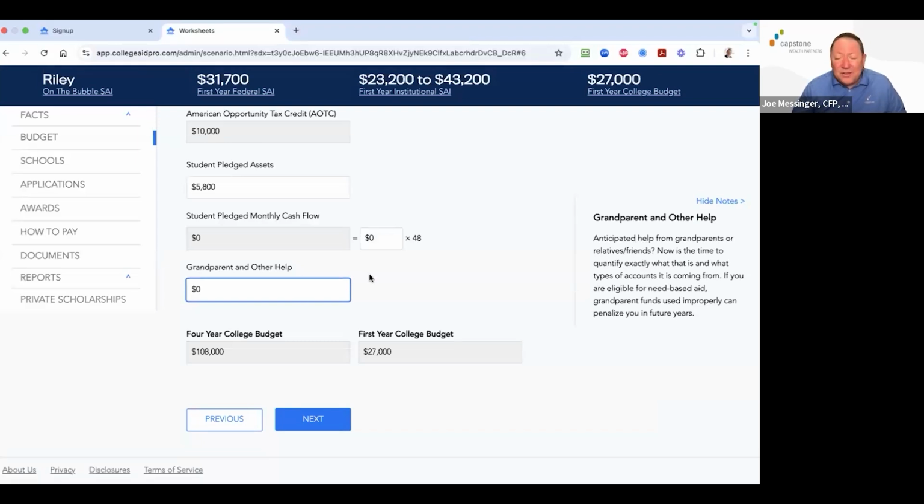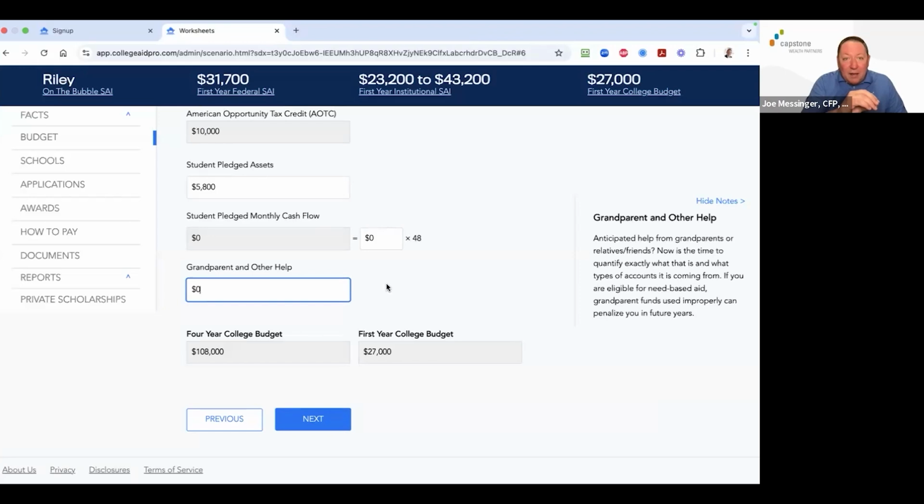And then this one I can't stress enough is the grandparent and outside help. We work with really successful 50-year-old executives and business owners that we still have trouble talking to our parents about money. So in this case, we need to quantify it, right? How much is it and where is it?